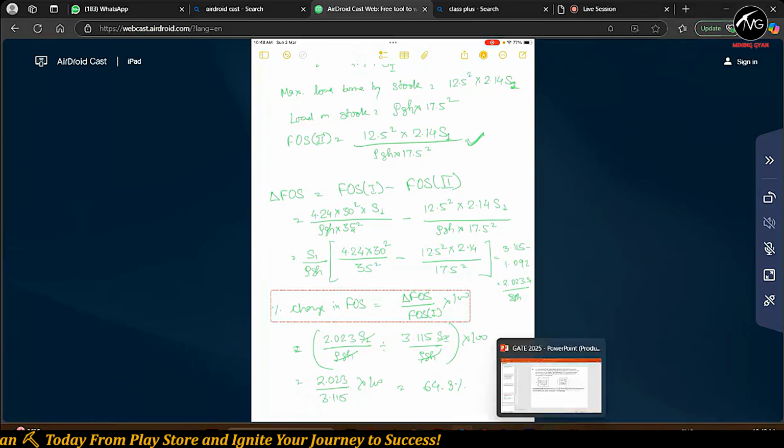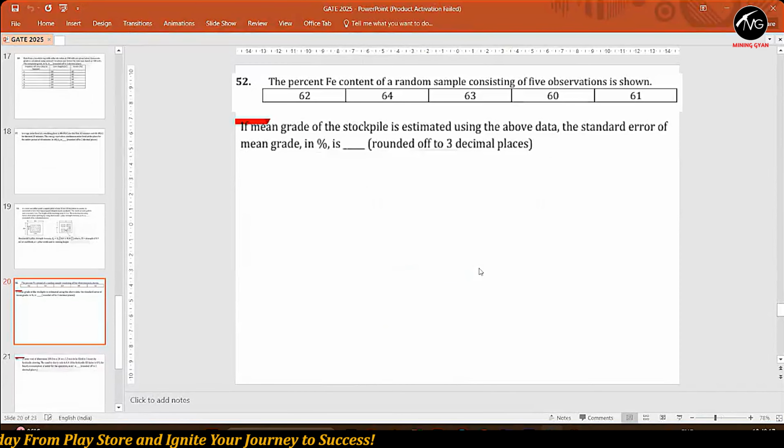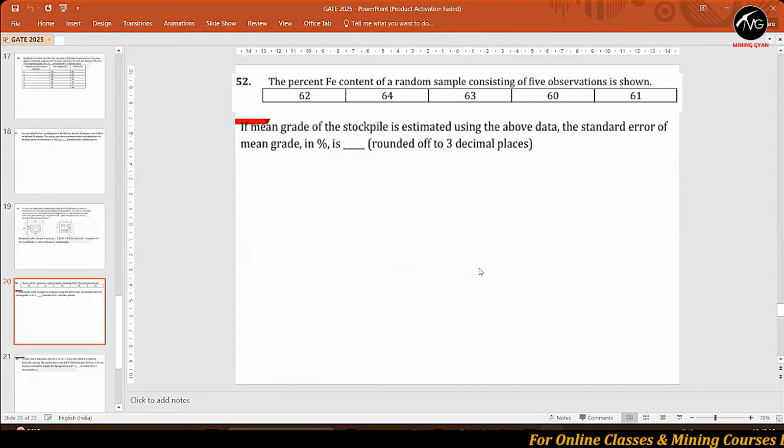Now let's move on to the next question. In this, it is saying that 5 random samples have been taken, and the percentage of Fe is found to be this much, as shown in the PPT. The mean grade is estimated, and then I have to find the standard error of the mean. How much is it?